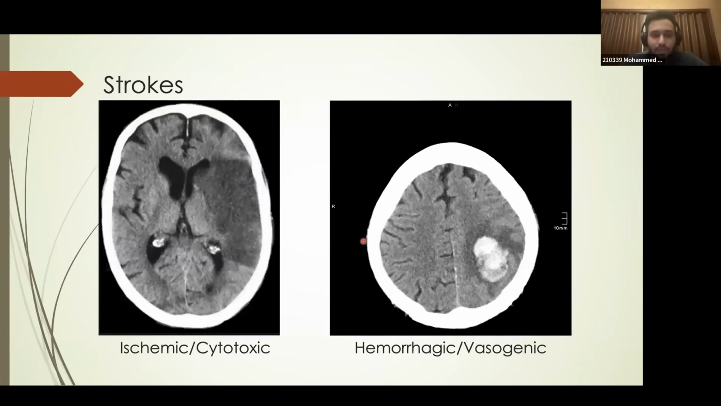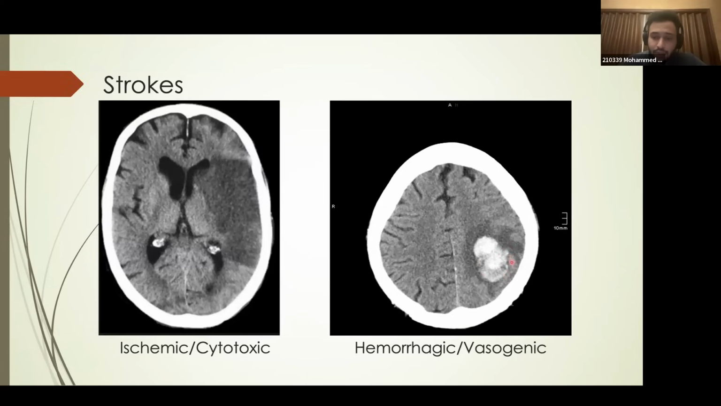This is exactly from your slides. Again, this is cytotoxic edema because you cannot tell the difference between the gray matter and the white matter. It's completely mixed up. So you have ischemic stroke here. Here you have hemorrhagic or vasogenic. It could also be a tumor, but this one is hemorrhagic.